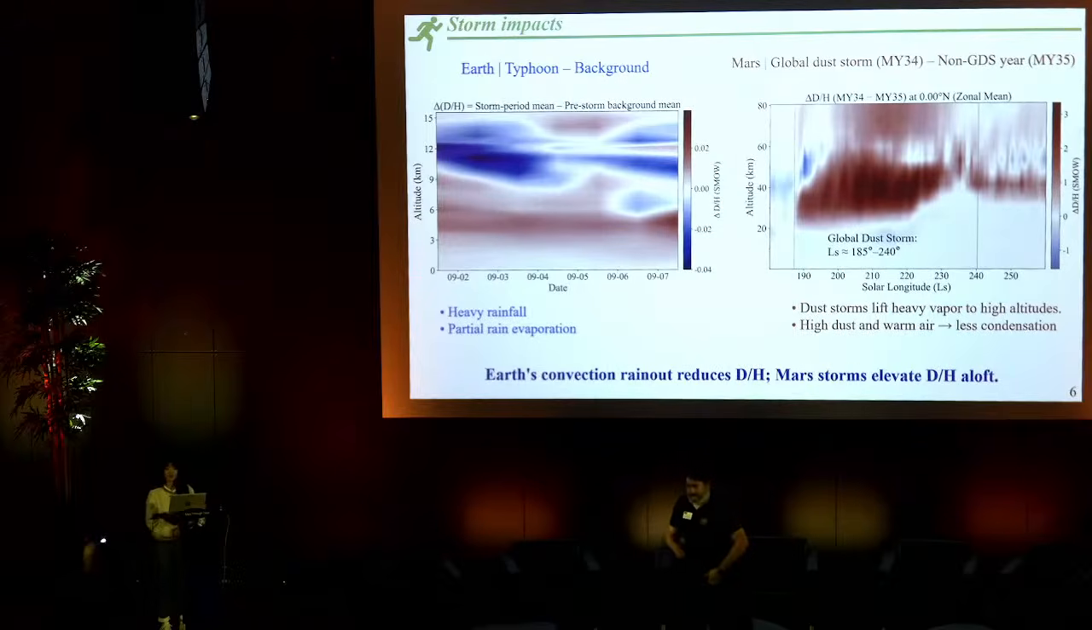I was wondering if you can elaborate, please, on where the D2H ratio equilibrium fractionation is mostly important, and where kinetic fractionation is mostly important. Different altitudes or different regions on the planet?